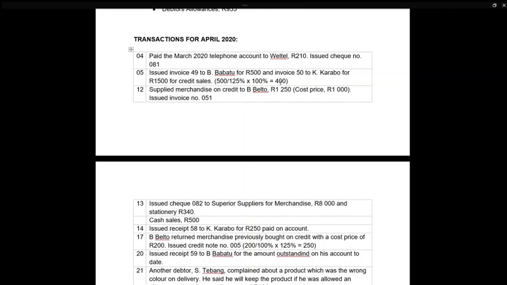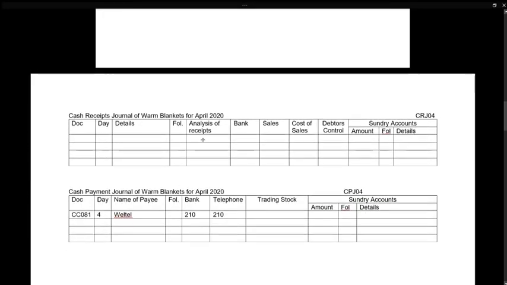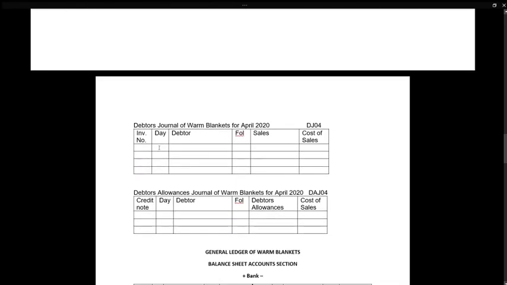Okay, right, let's do the next one. 1,500 divided by my selling price percentage multiplied by my cost price percentage will equal 1,200 Rand. I forgot my equal sign, my bad. There you go. Okay, 1,200 Rand. Right, let's go and account for this. This is credit sales, so they don't actually pay for this, they're going to pay us at a later stage. Therefore, debtors journal, two separate transactions.